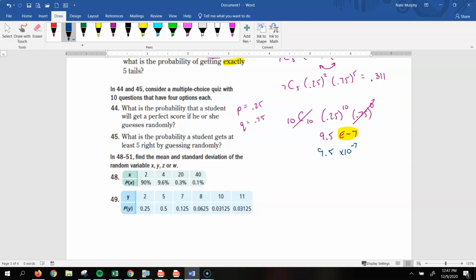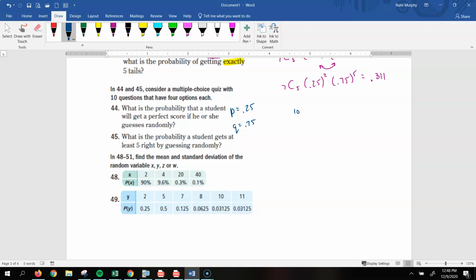All right, number 45. So that was 44. For 45, what is the probability a student gets at least 5 right by guessing randomly? So this is one where we're going to have to add a bunch of things together, and the reason I know that is because it says at least. So again, I erased that and I should have kept it: p is 0.25, q is 0.75. All right, so we're going to get at least 5 correct.